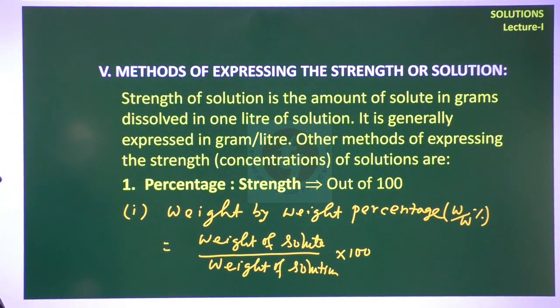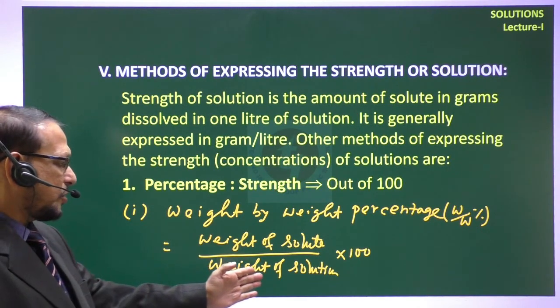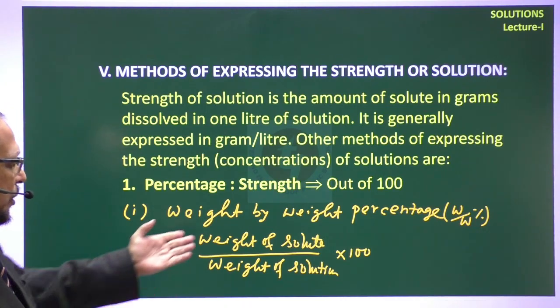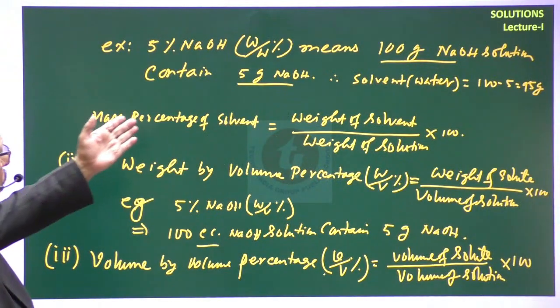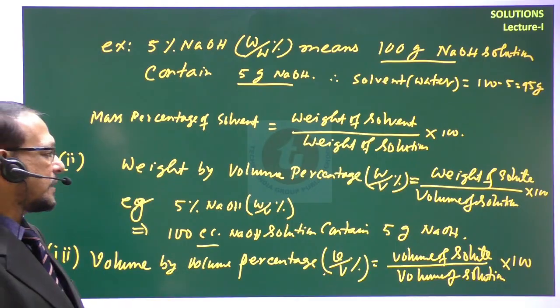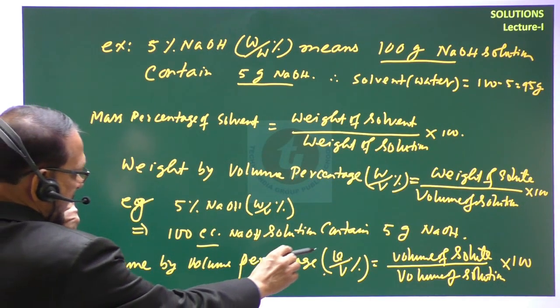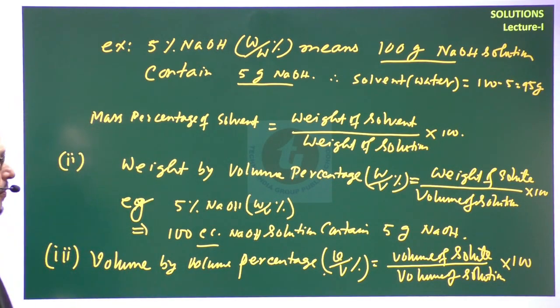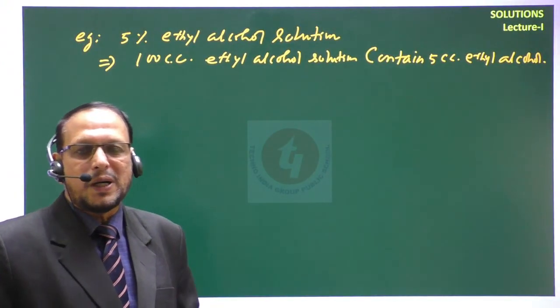Percentage strength, as I told you: first, weight by weight percentage, weight of solute by weight of solution into 100. It may also be weight of solvent by weight of solution into 100. Then weight by volume percentage, example already given. And then volume by volume percentage, volume of solute by volume of solution into 100, example already given. So this is the percentage.